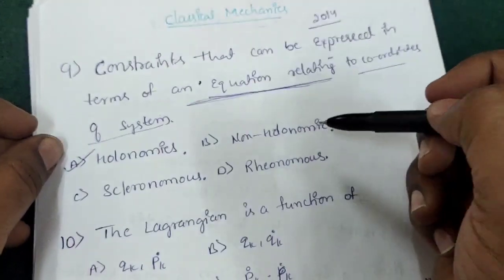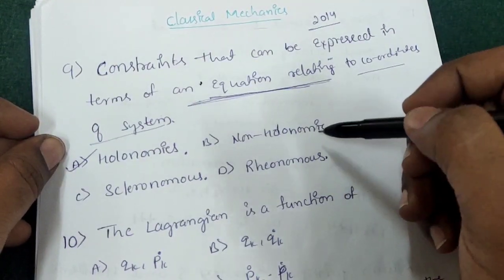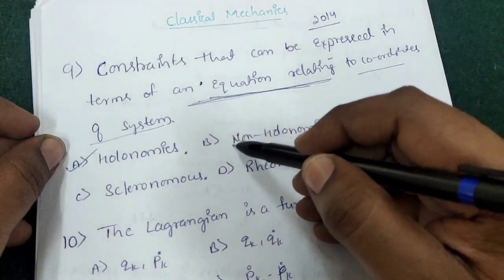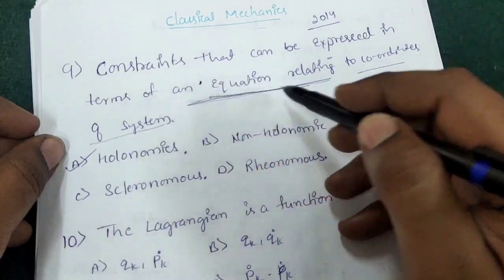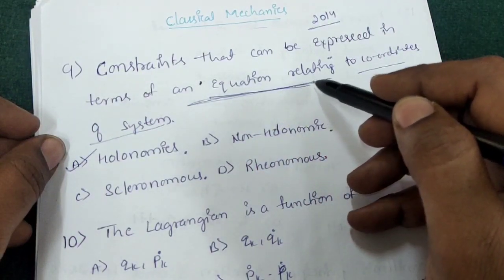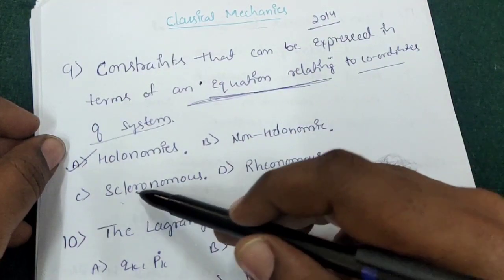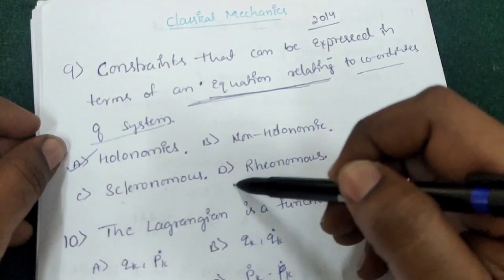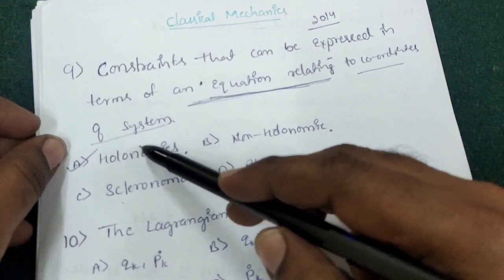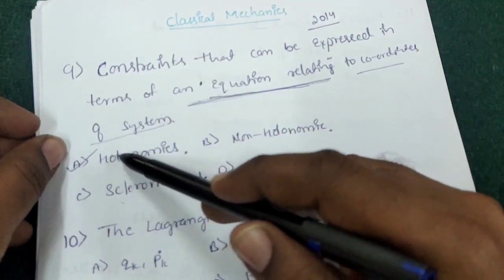Non-holonomic means it is not possible to write in terms of an equation. Actually, here in the question it is possible to write in terms of an equation. The others are scleronomic and rheonomic: one depends on time, and the other is independent of time. But here the answer is holonomic.